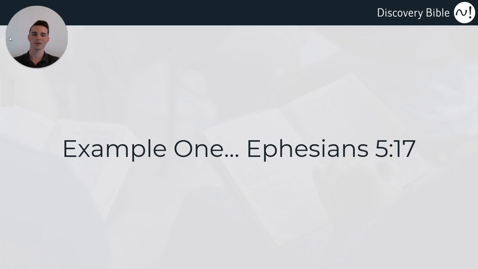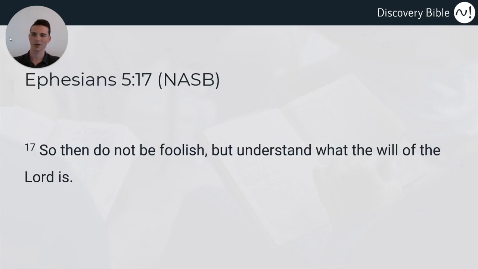And our example is going to be Ephesians 5:17. One quick note, I don't generally recommend just reading one verse, but we're not actually interpreting the verse per se. We're just seeing how there's more to this verse than the English translation lets on. And so that's why we're just looking at one verse. And it says, "So then, do not be foolish, but understand what the will of the Lord is."